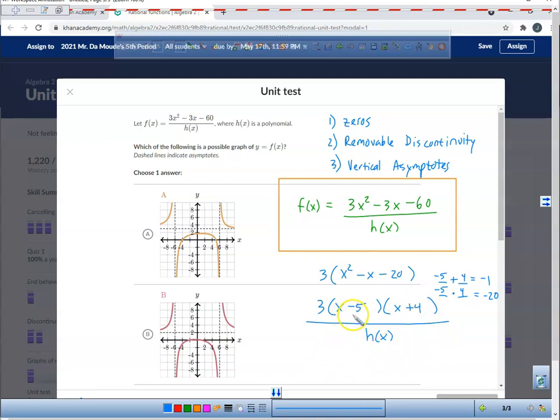Okay. So what are some numbers I could plug in here to make the numerator equal to 0? So what am I looking for? x equals a positive 5 and a -4. So I'm looking for graphs.